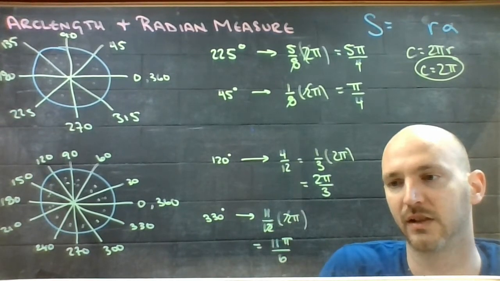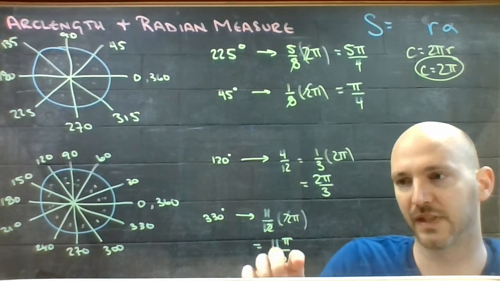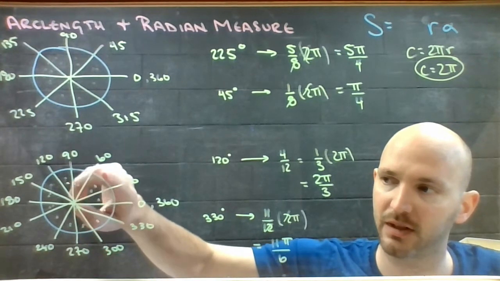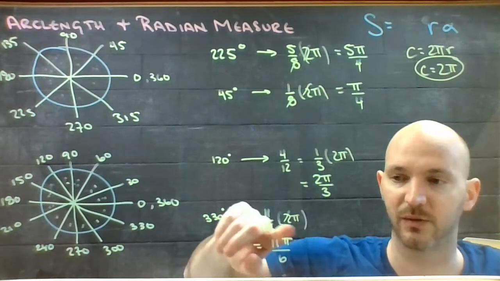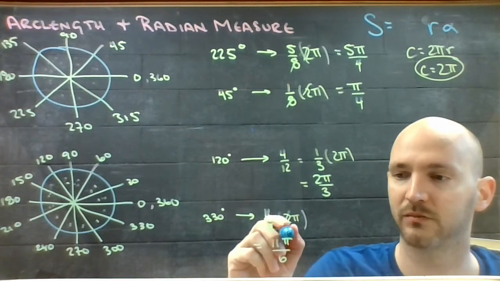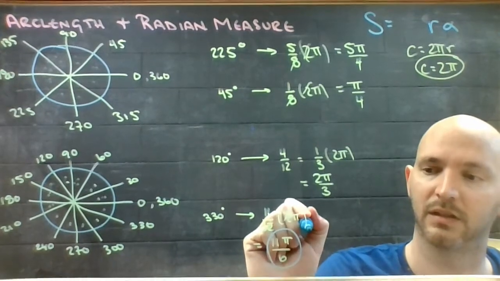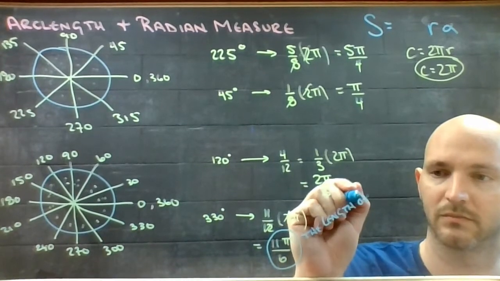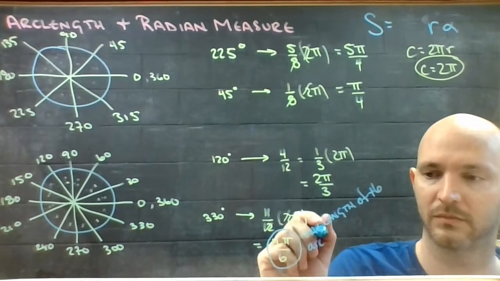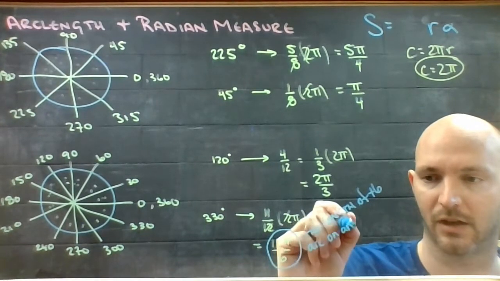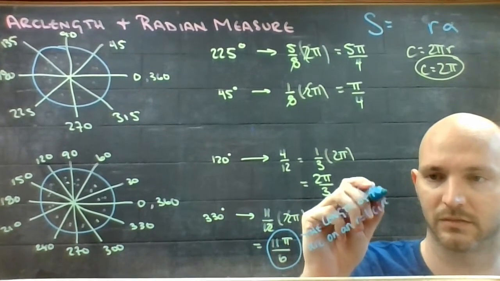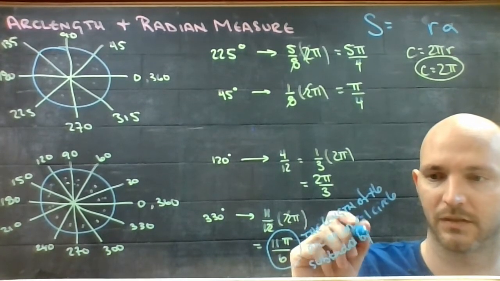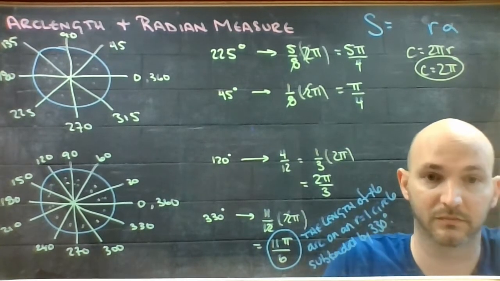Okay. So these are lengths. This number here, 11 pi over 6, is the length that it takes to go from this point all the way around to there. So this is an arc length. The length of the arc on an r equals 1 circle subtended by 330 degrees. Okay.